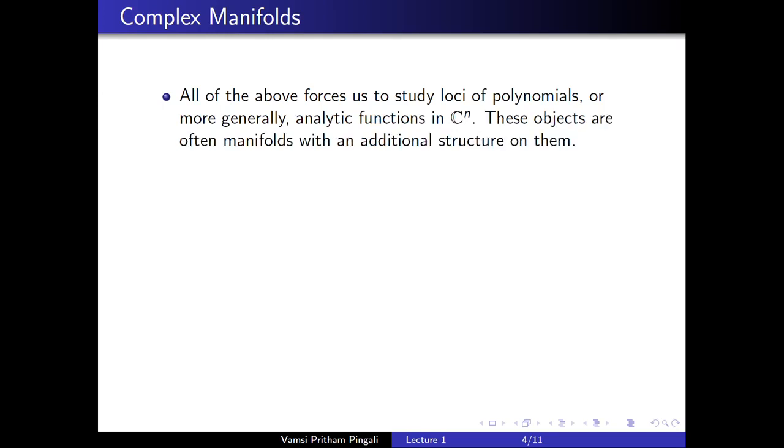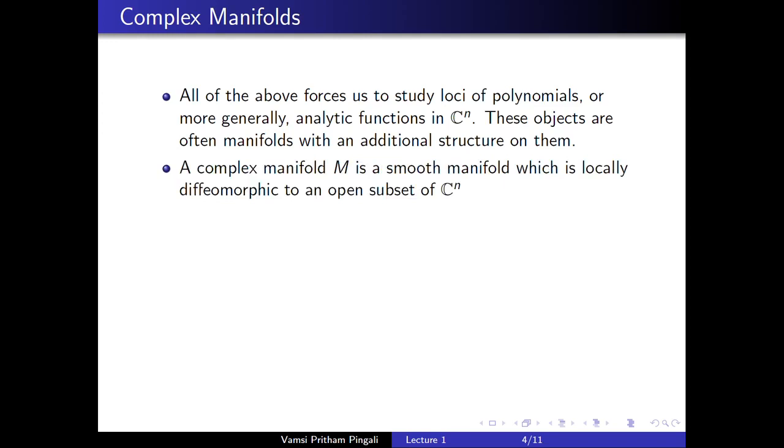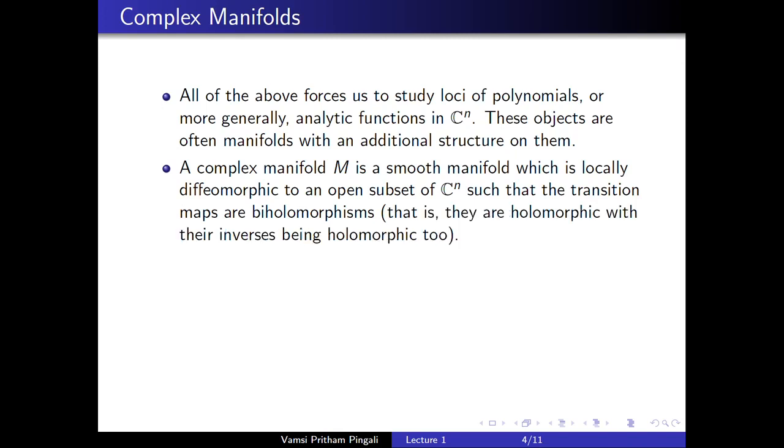So the resulting objects are usually manifolds with an additional structure on them, right? Alright, so finally we come to the definition of our main object of study. A complex manifold is a smooth manifold first and foremost, which is locally diffeomorphic to an open subset of Cn, as is expected, such that the transition maps, meaning the gluing maps between two different open subsets of Cn, are biholomorphisms, meaning they're holomorphic and their inverses are holomorphic too.